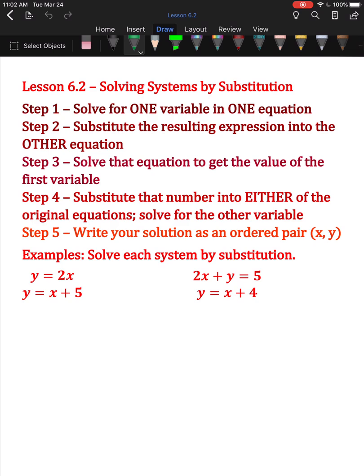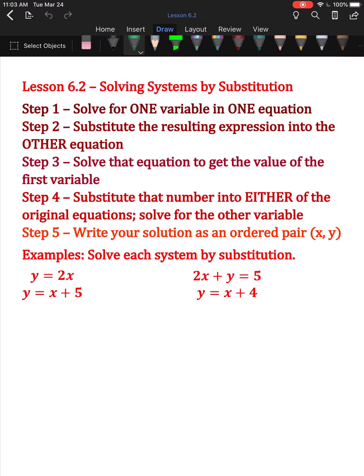The key idea is when we do that, we're going to want to look for a variable that's essentially by itself already with no multiplier on it. I'll show you what I mean when we get to the examples. We will substitute what we get into the other equation. We will solve the new equation that only has one variable in it to get the value. We will take what we get and substitute back to an original equation, and we'll have ourselves an ordered pair.